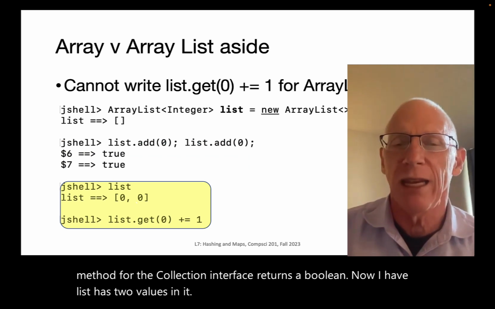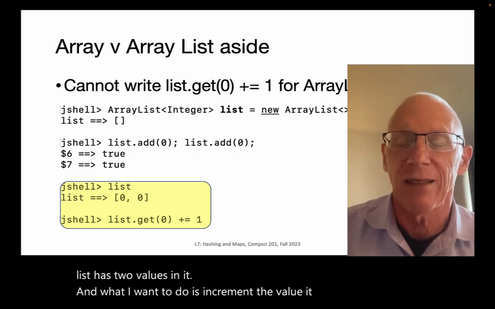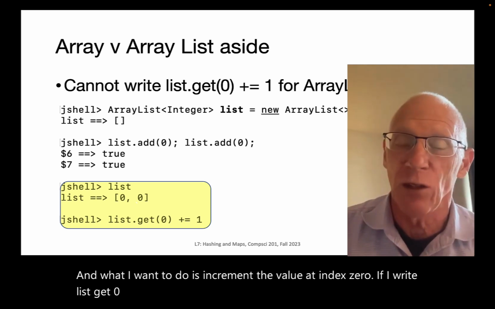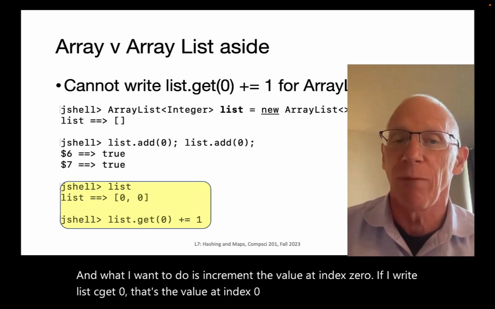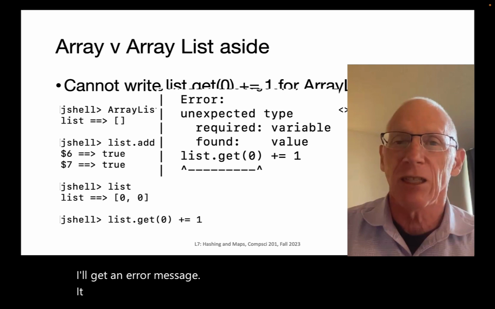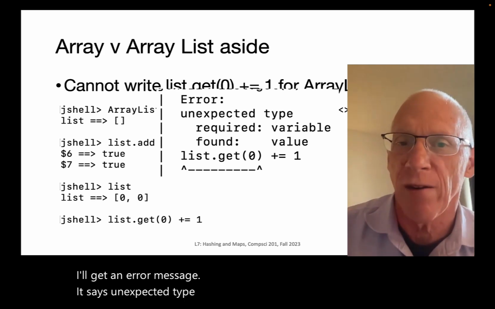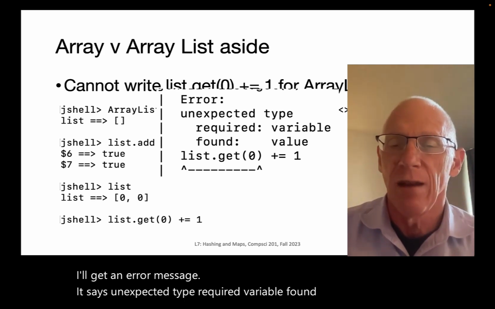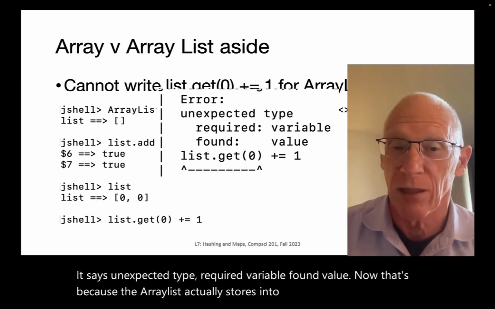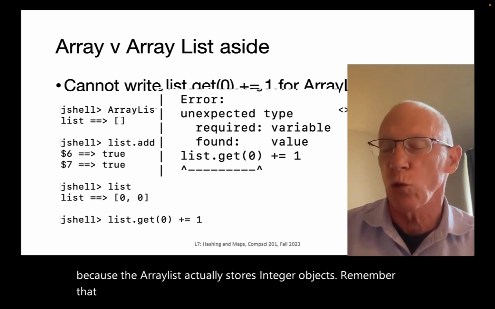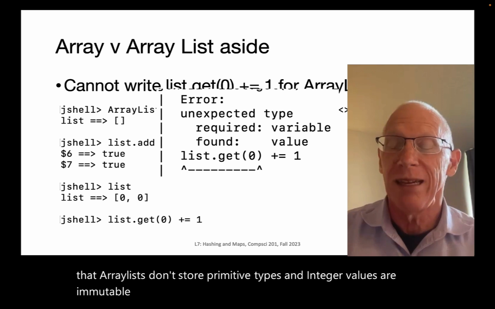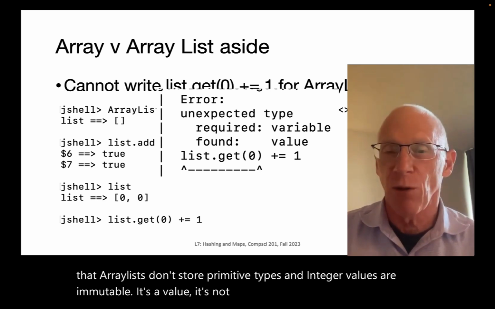And what I want to do is increment the value at index 0. If I write list.get(0), that's the value at index 0, and increment it by 1, I'll get an error message. It says unexpected type, required variable, found value. That's because the array list actually stores Integer objects. Remember that array lists don't store primitive types, and Integer values are immutable. It's a value. It's not a variable that you can increment.